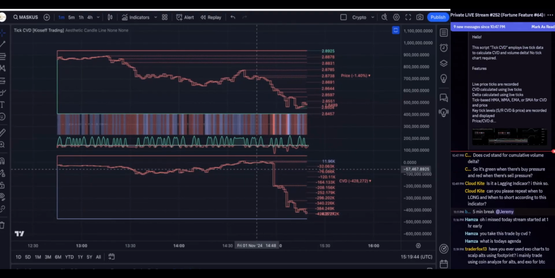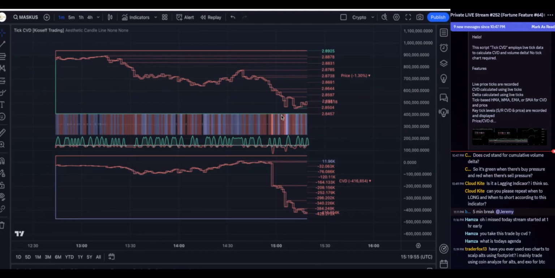Look how good CVD looks. Look at this. Look at the tick CVD. So bearish. Have you ever tried using exocharts? I have used exocharts. Yeah. No, I have. You mainly use Coinalyze for alts.